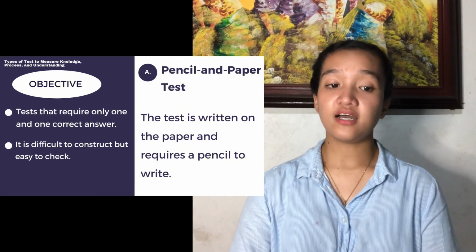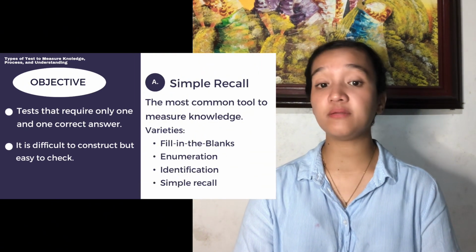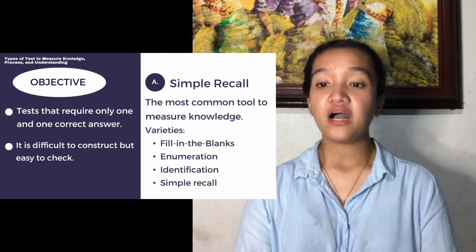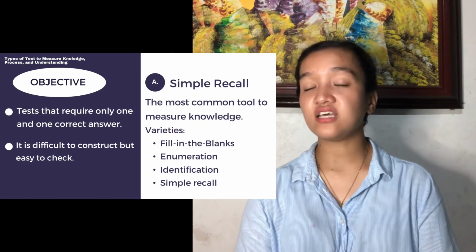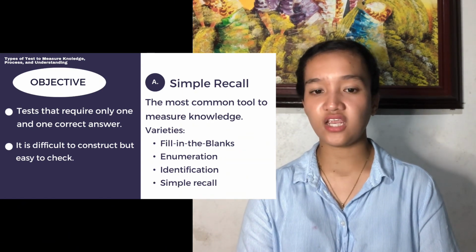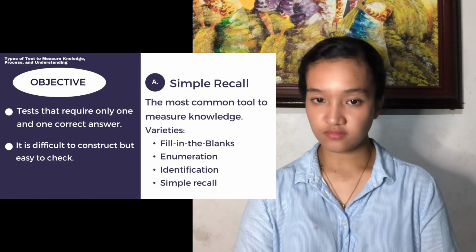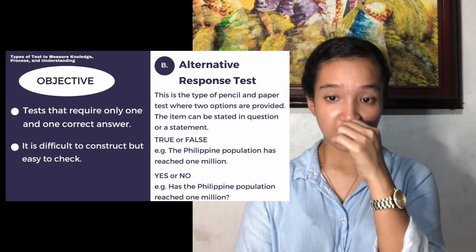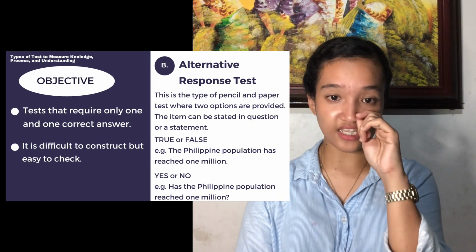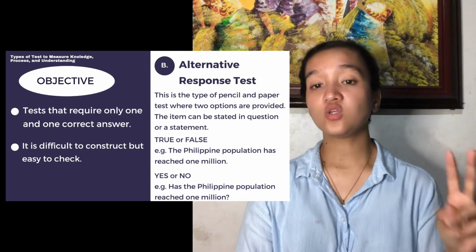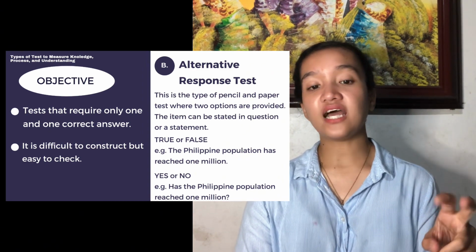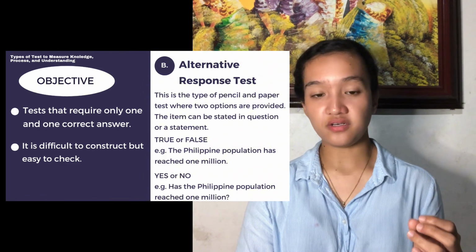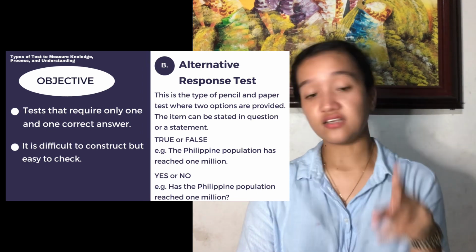And under sa paper and pencil test, we have here simple recall. So the most common tool to measure knowledge. So there are varieties: fill in the blanks, enumeration, identification, and simple recall. Next is alternative response test. So, ang alternative response test, this is the type of the pencil and paper test where 2 options are provided. So, naa siya true or false, or maybe you can use yes or no options only. So, there are only 2 options lang.